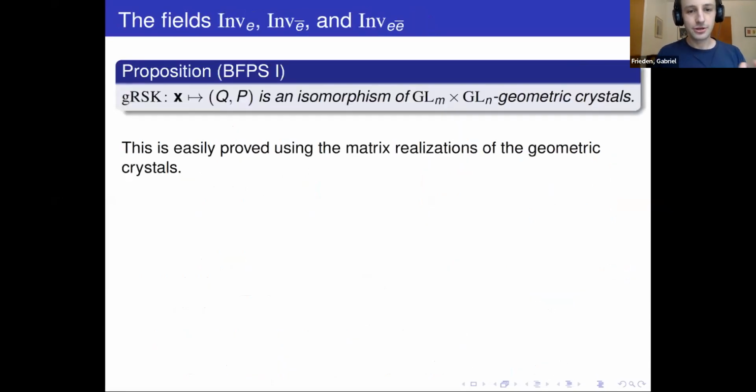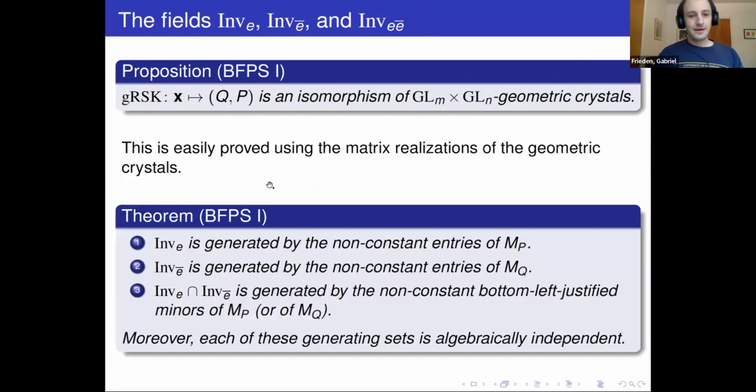Okay, so basically the setup, everything I've described, if you just work through the definitions, it becomes almost immediate to prove that geometric RSK is an isomorphism of geometric crystals. But now we come to our first main theorem about the invariants.